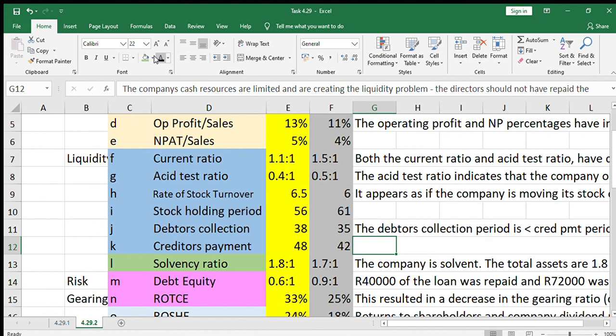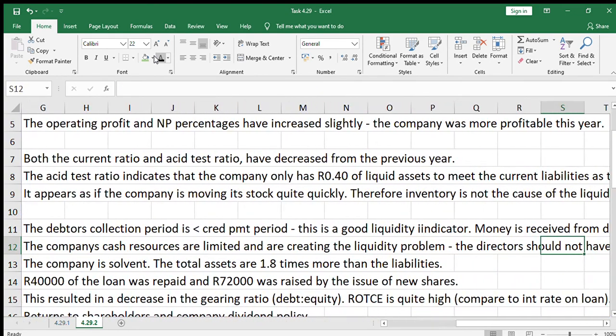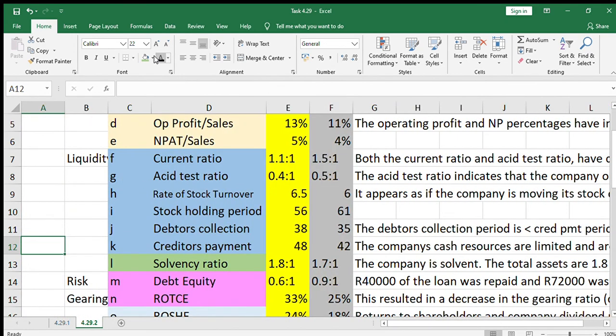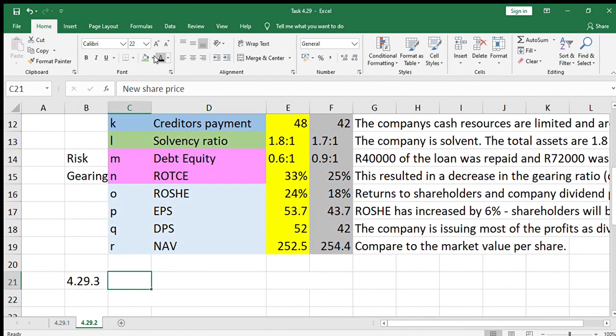So the problem is probably the cash. The company's cash resources are limited and are creating the liquidity problem. The directors should not have repaid the loan. If they have low cash resources, then the loan shouldn't have been repaid because the debt equity ratio was not at a high risk. Right? So this is something you can say.